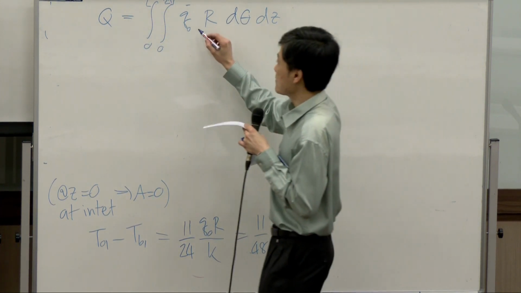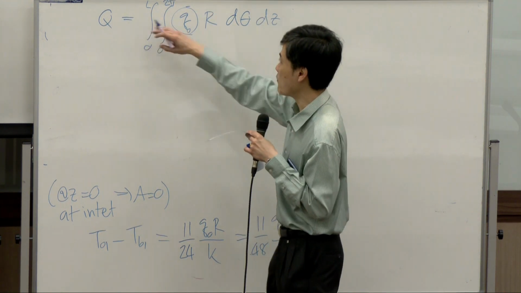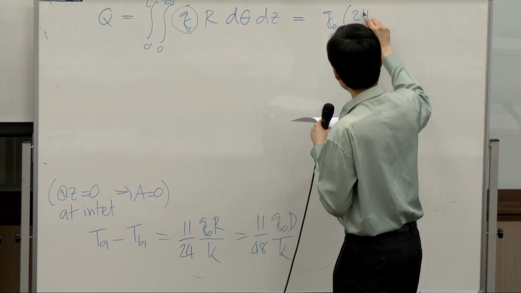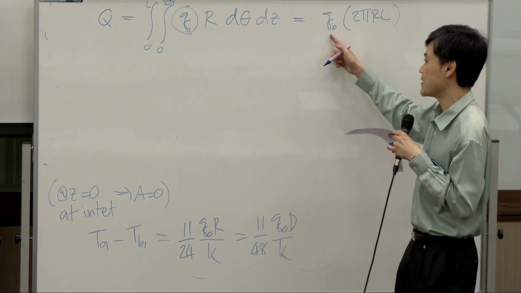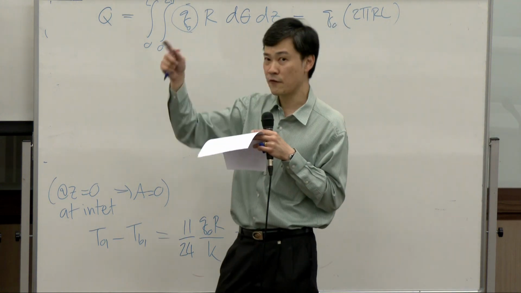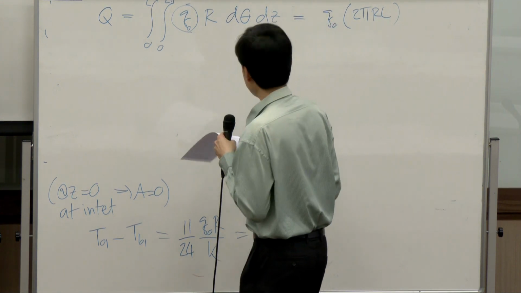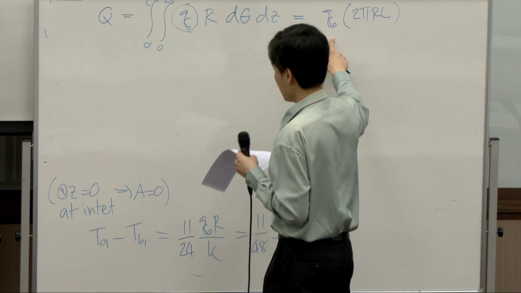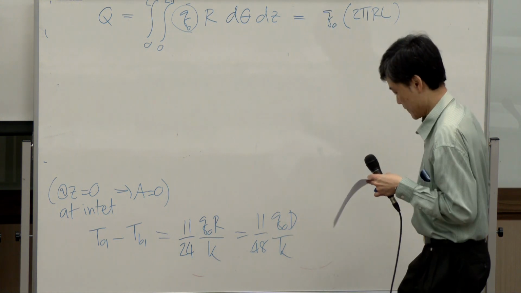And you see that this is constant according to the problem statement, so you can move it out. The rest should give you Q0 times 2 pi RL. Or you can say from the very beginning, it is constant multiplied by the heated surface area, that will be circumference times length, 2 pi R times L. All right? And this Q0 was calculated from here. Okay?